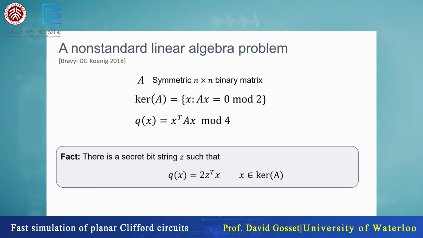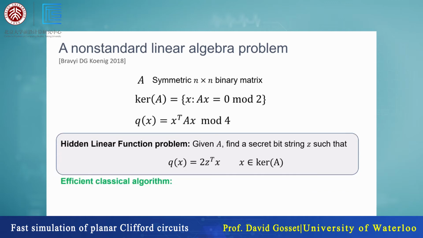So in other words, if we look in the kernel of A, the quadratic function is parameterized by a bit string z that tells you what linear function it is, which is the fact that's written here. And this is not hard to show. The linear algebra problem that we consider, we call the hidden linear function problem, where you're given this matrix A, and your goal is to find that parameterization of the linear function that's hidden inside of the quadratic function that you're given.